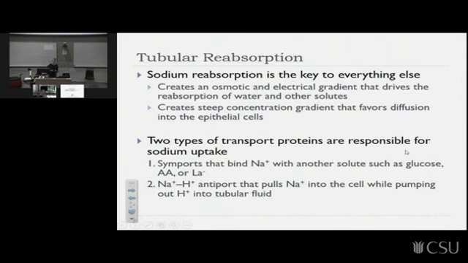Tubular reabsorption mainly consists of sodium reabsorption, which is the key to everything else. What we were finishing up talking about there was the two different types of transport proteins that are responsible for sodium uptake: the symports and the antiports. Symports bind sodium with another solute such as glucose, amino acids or lactate, while antiports are the sodium and hydrogen transport system. When sodium comes into a cell, hydrogen will come out. So we've got sodium coming in and then hydrogen coming out.